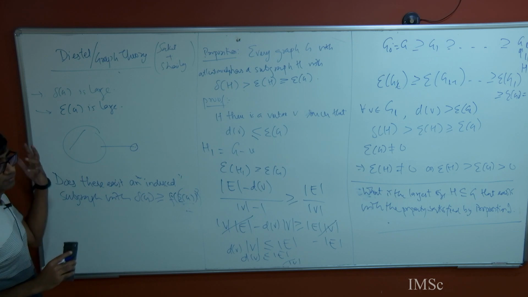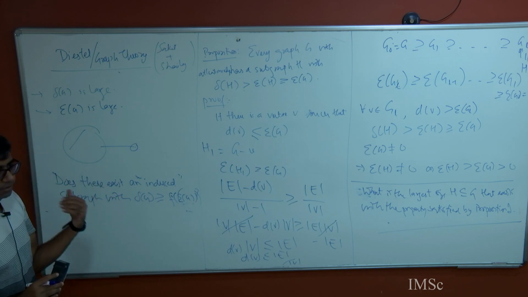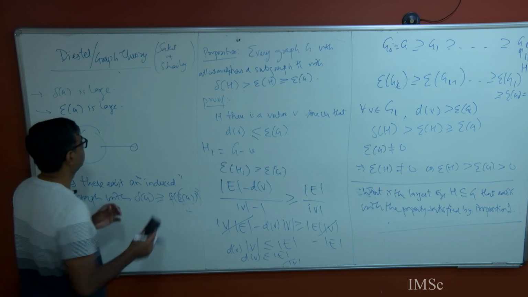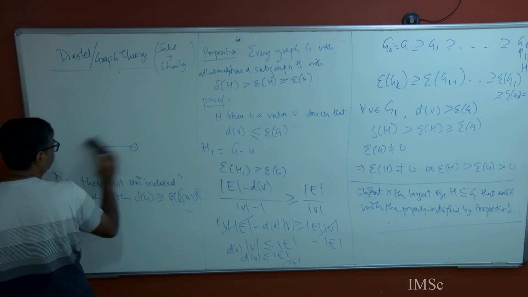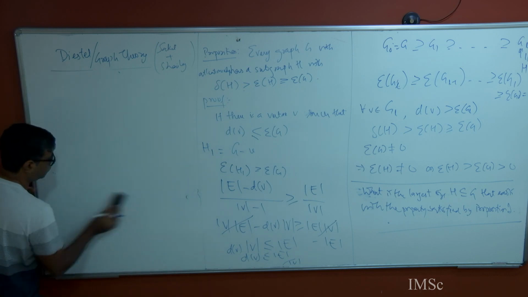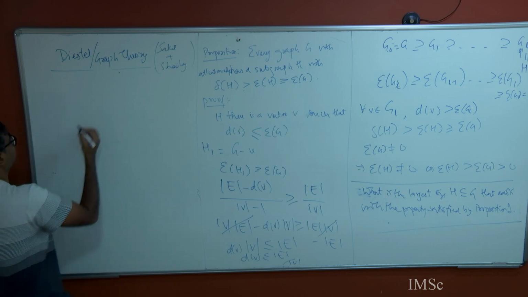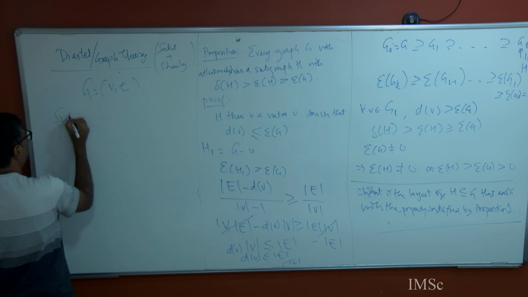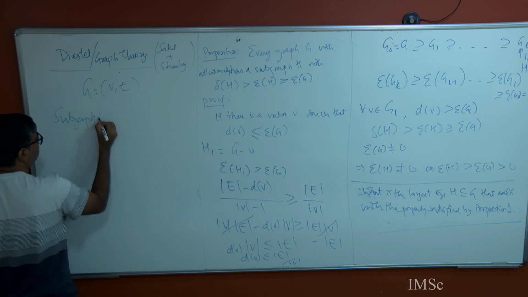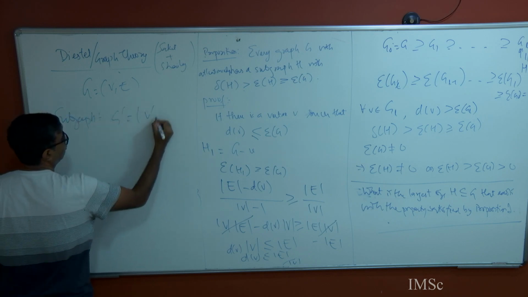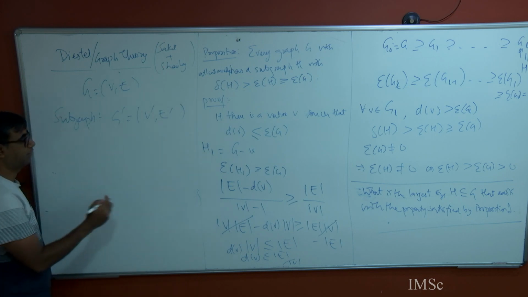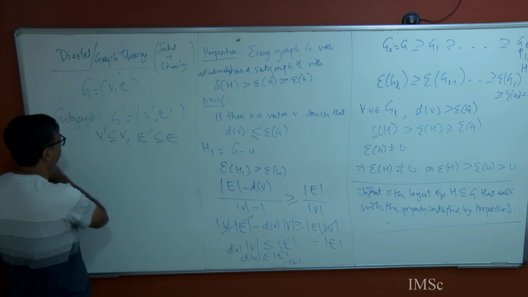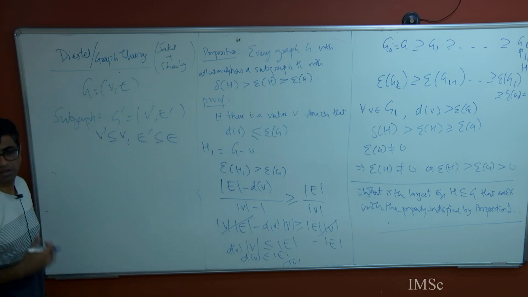I have not defined what subgraphs and induced subgraphs are, but I hope you know what they are. Just to be on the same page: given a graph G = (V, E), a subgraph is basically some G prime, with vertex set V prime, where V prime is a subset of V and E prime is a subset of E. Everything of this nature is called a subgraph.